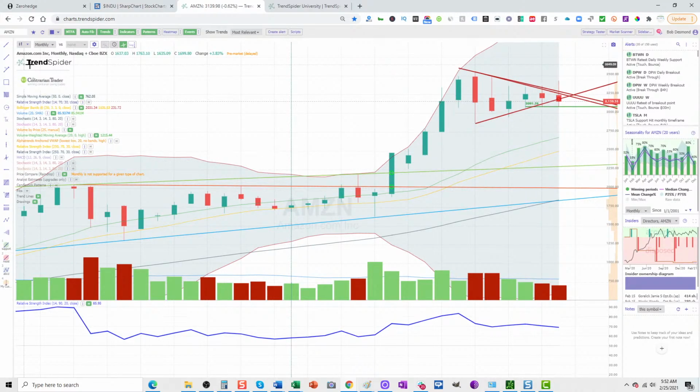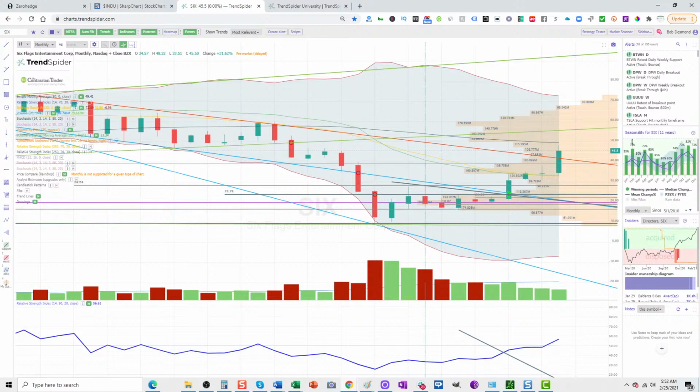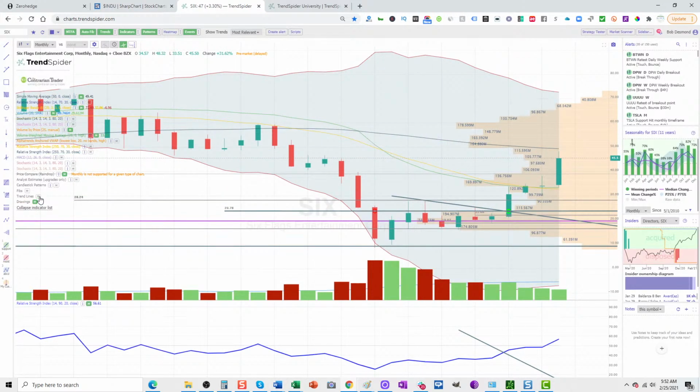All right, to Six Flags. Price got better, I think, since the last time we looked at it. This is a monthly chart. We have a monthly breakout above resistance. Let's take the automated trend lines off, clean things up. There we go. I like to go over the charts first without the automated trend lines. That way I get a feel. I don't want them to influence me.